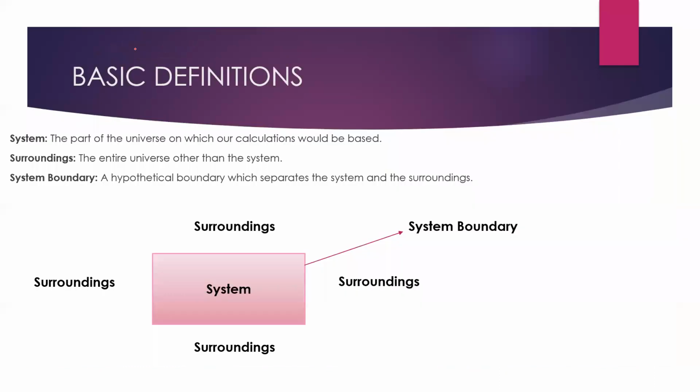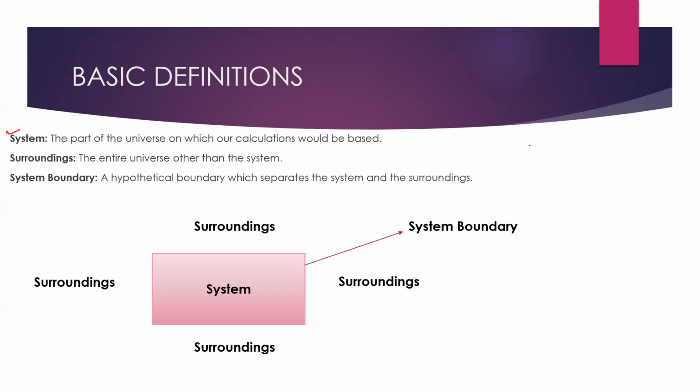So when we start with thermodynamics, the first thing that you have to keep in mind is a few basic definitions. You will be coming across these terms quite a lot. So let's start with it. System. System is basically the part of the universe on which our calculations would be based. So whatever our calculations are going to be based on, that is going to be a system.